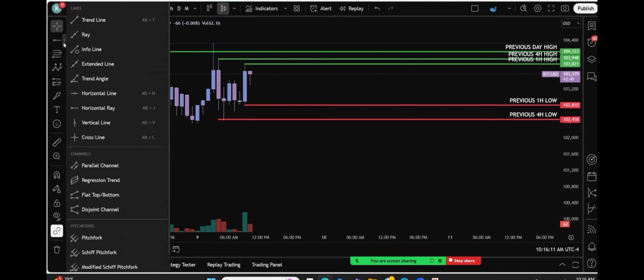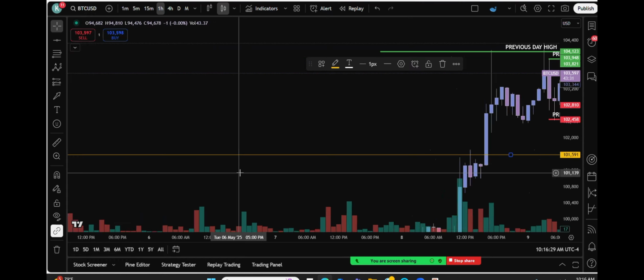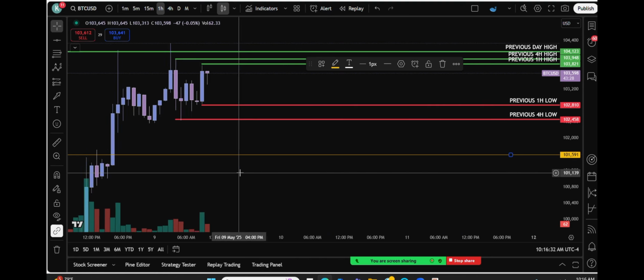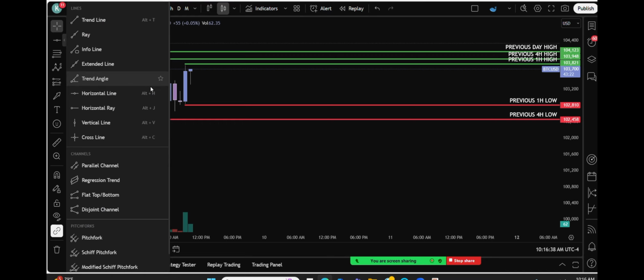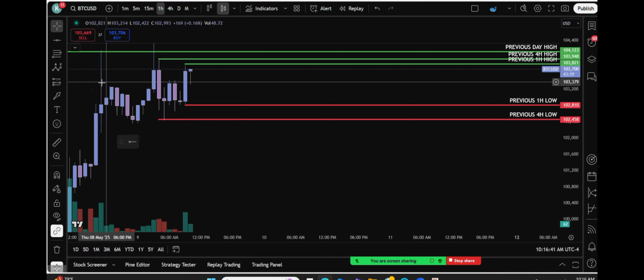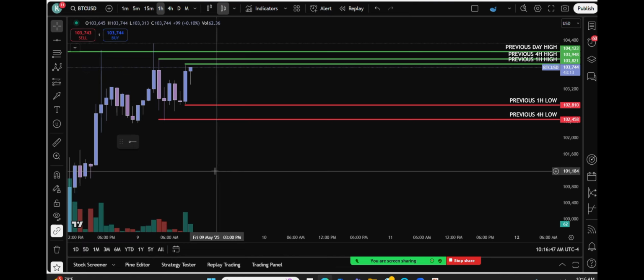So what we do is, we want to start the horizontal ray. We like the horizontal ray because we can tag it from the candle that it's from. If you use a horizontal line, it's just going to be somewhere, all the way over and all the way over, but we don't know where that line activated. Right? So, horizontal ray. And then we got a horizontal ray.